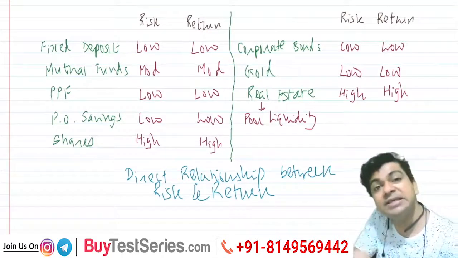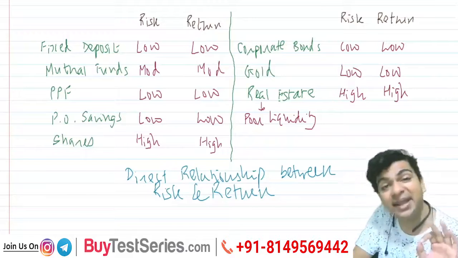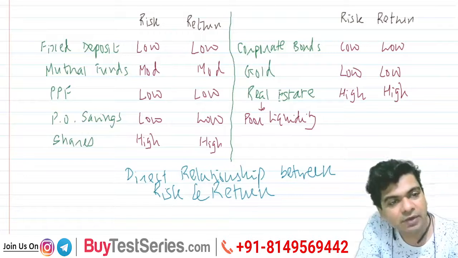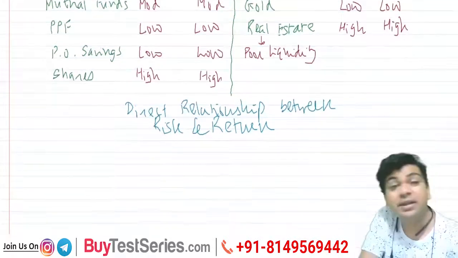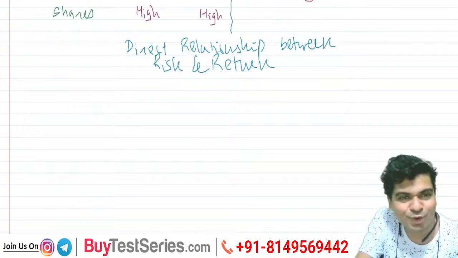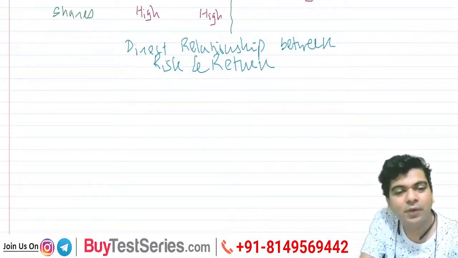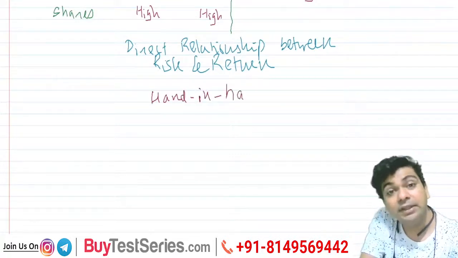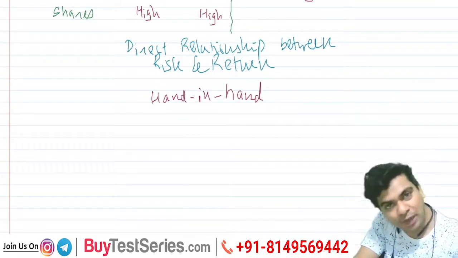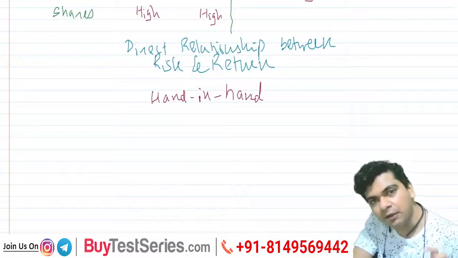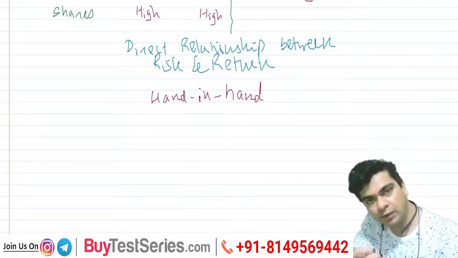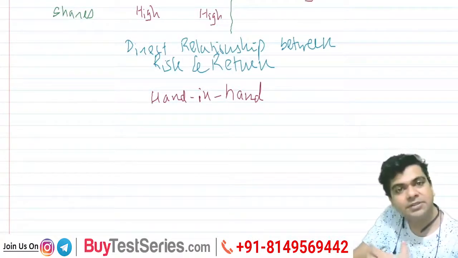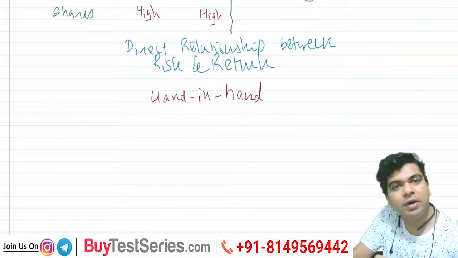In other words, risk and return go hand in hand. The term that I'm using over here is that risk and return, they are friends, they are close friends. That's what I can really say. They go hand in hand. They will always accompany each other. You take slightly higher risk, you will get slightly higher return. You reduce your risk, you will reduce your return. That is the importance of risk over here.